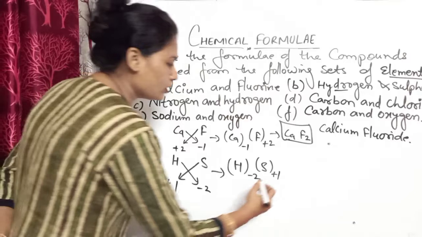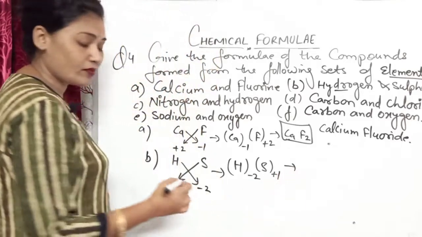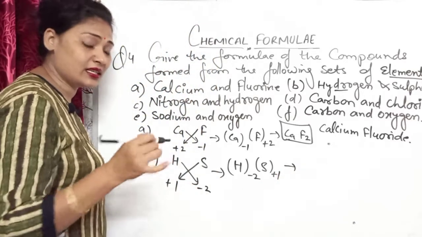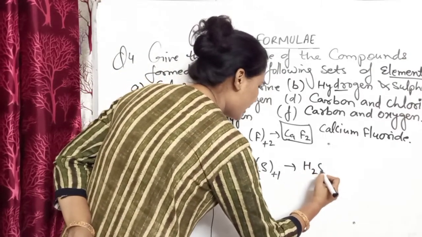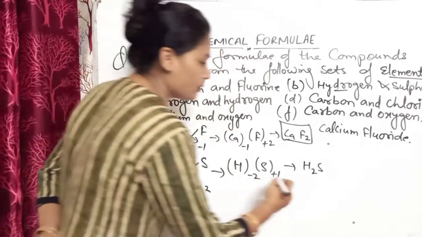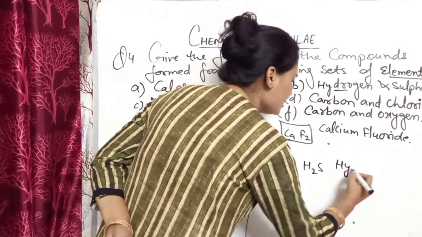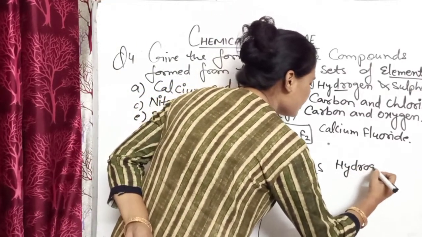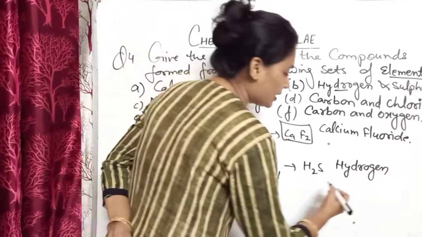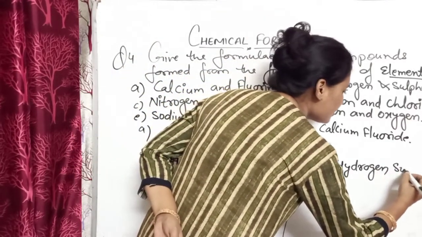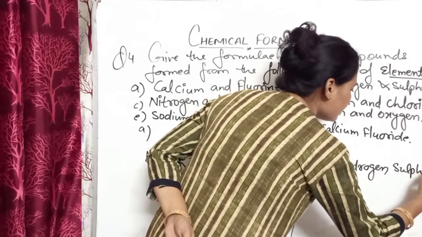Now what you will do? If there is one valency, then omit that and you will write H2S and remove the bracket. The name is hydrogen sulfide. The molecular name or the chemical name of the compound is hydrogen sulfide.